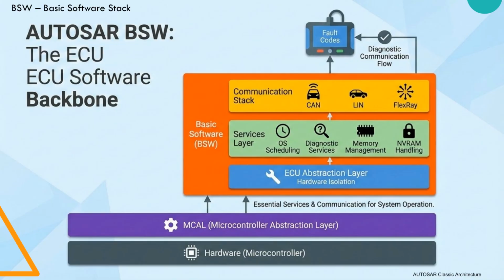The communication stack inside BSW handles protocols like CAN, which is Controller Area Network, LIN, and FlexRay, ensuring reliable and time-bounded data exchange. In a real vehicle, when a diagnostic tool connects to the ECU and reads fault codes, it is BSW that handles the entire diagnostic communication flow, making sure the system behaves consistently, regardless of the application logic running above.